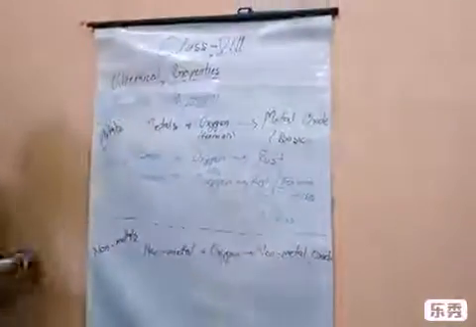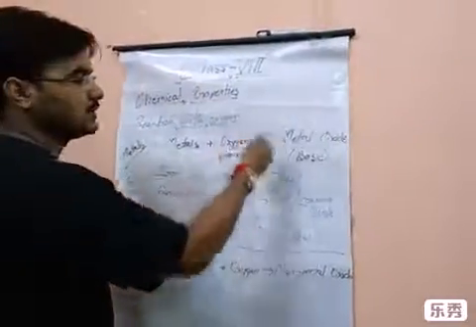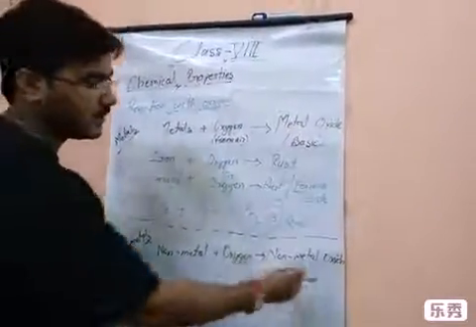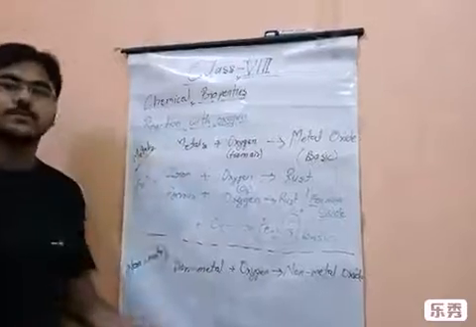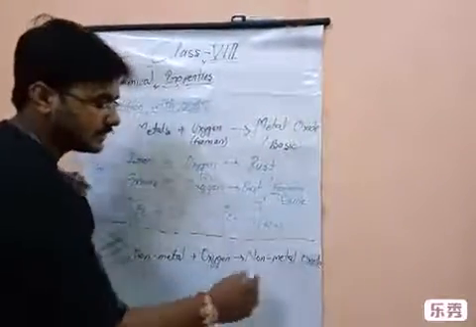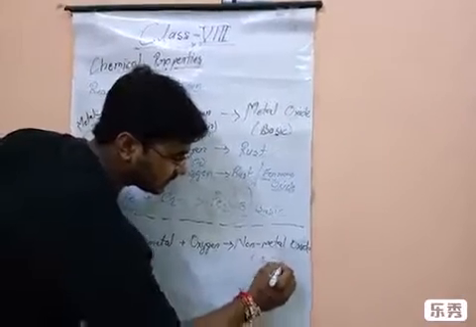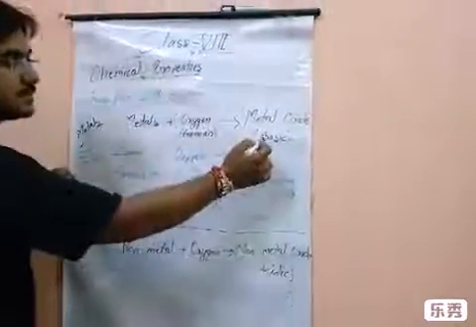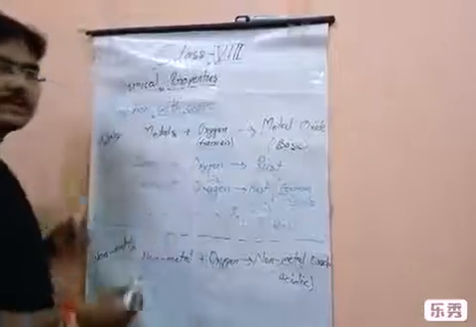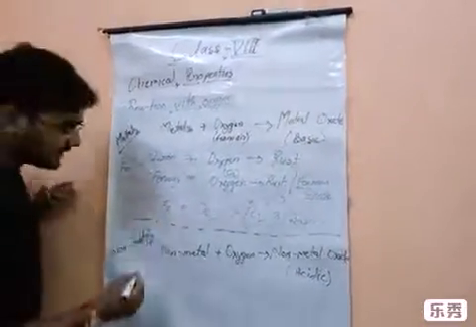Now you must be having a doubt: if it is the same, metal, oxygen, metal oxide, and non-metal, oxygen, non-metal oxide, then what is the difference between them? The simple difference is at the end. The solution will be acidic in nature. Here it was basic in nature and here it is acidic in nature. Now we will go through an example.